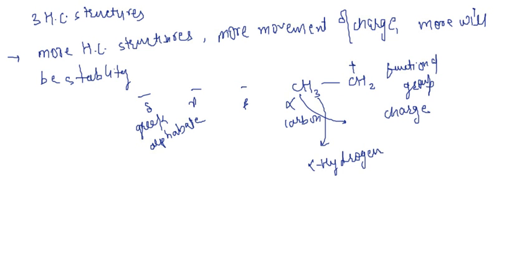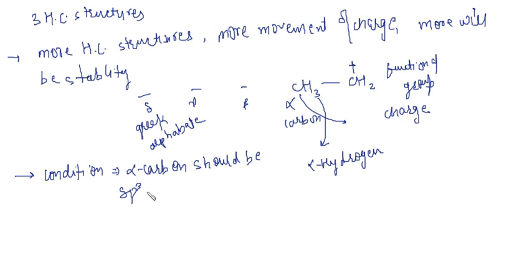So the condition for hyperconjugation is that the alpha carbon should be sp3 hybridized. Alpha carbon should be sp3 hybridized. This is the condition for hyperconjugation. So now among alpha, beta, gamma, delta, we have to consider only the alpha carbon, which should be sp3 hybridized.